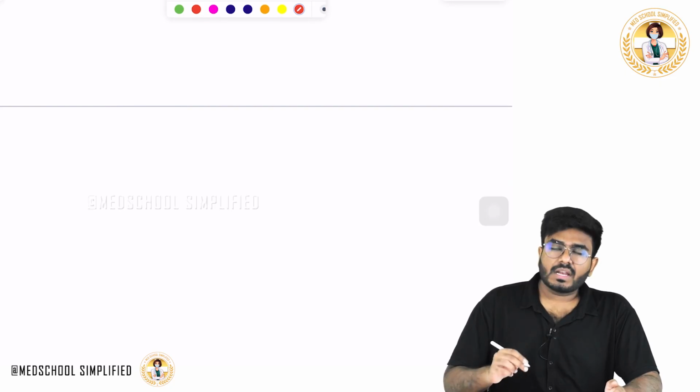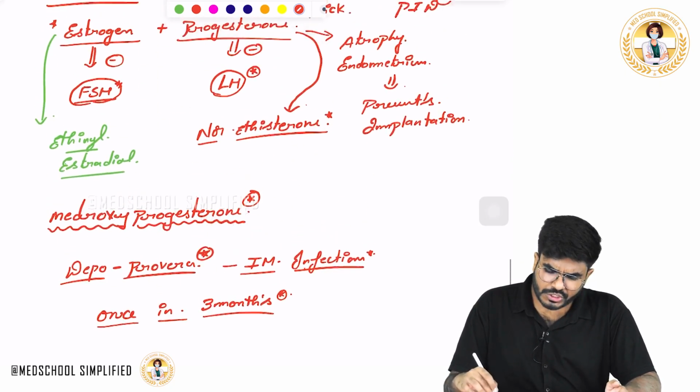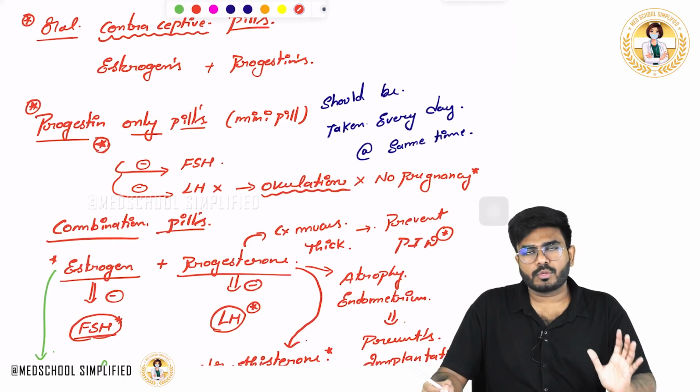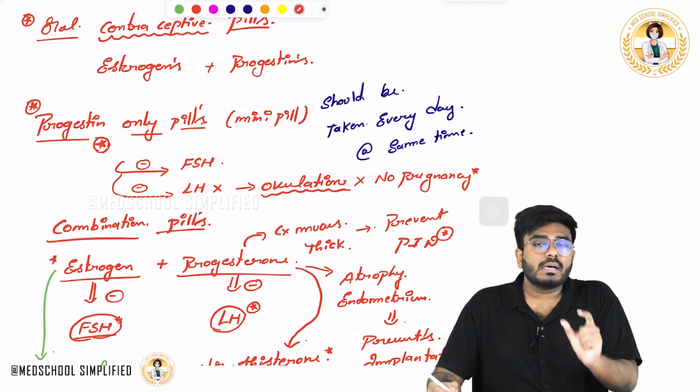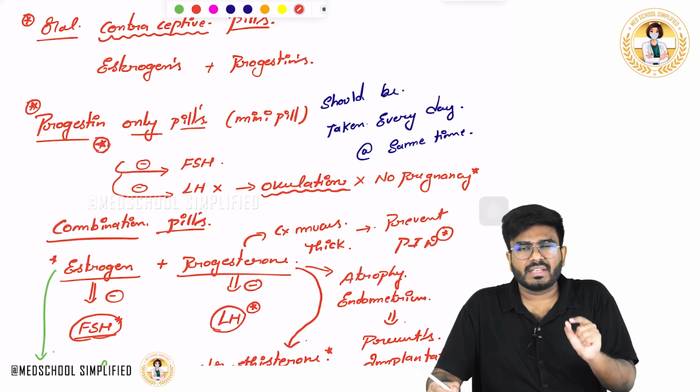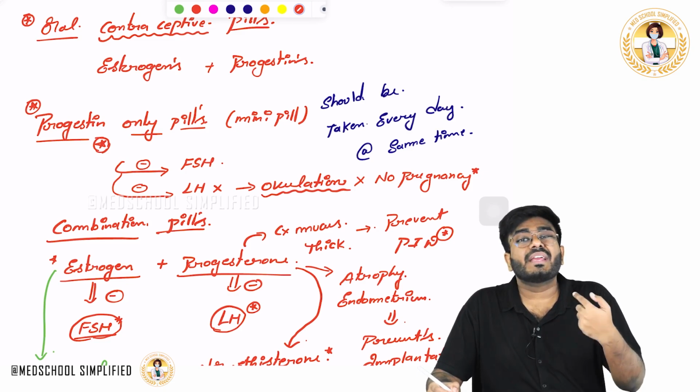Now, there are some problems with the progesterone only pills. What is the problem? The progesterone only pills contain only progesterone, so the endometrium is going to be very thin. So there is breakthrough bleeding.